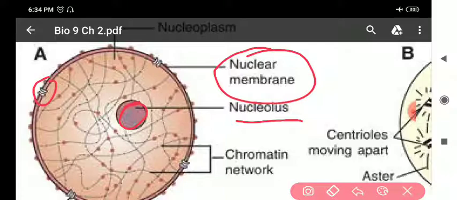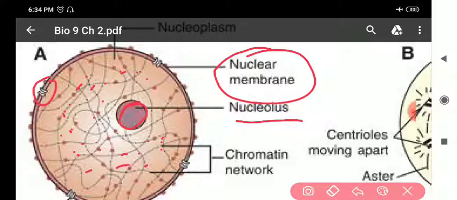Next, my dear students, some liquid substance is filled inside this nucleus. This is known as nucleoplasm. Like in the cell, outside the nucleus, we have cytoplasm, in the same way inside the nucleus there is nucleoplasm. So the liquid, gel-like substance which is filled inside the nucleus is known as nucleoplasm.